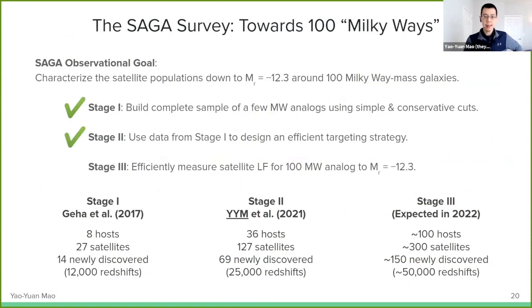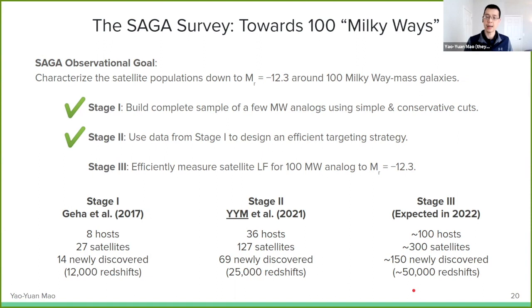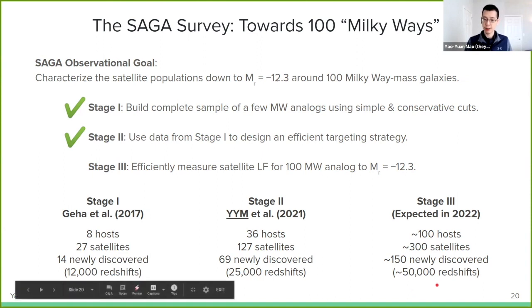I'm going to skip this slide. I mentioned that we have 36 hosts right now. Actually, as of the time I'm speaking, we have 75 systems for which we have completed our survey. We are expecting to complete the full survey, reaching 100 hosts, by the end of this year and publish our result late this year or early next year. We will also have about 50K redshifts newly collected by the SAGA team, and these redshifts will allow a lot of additional science.